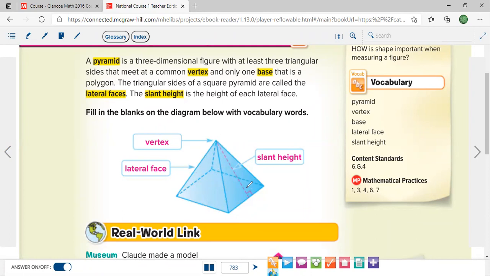The height of a lateral face is called the slant height. Why do we call it slant height? Because we have another height, which is the inner height of the pyramid, which is the real height, but we don't talk about it right now. We are talking about the slant height, which is the height of the triangle on the lateral face.